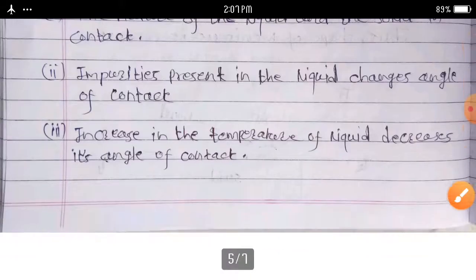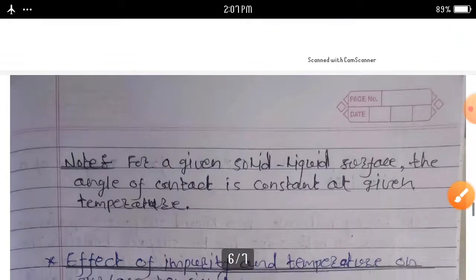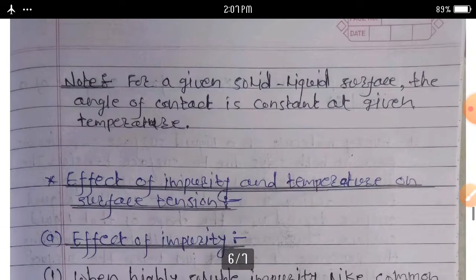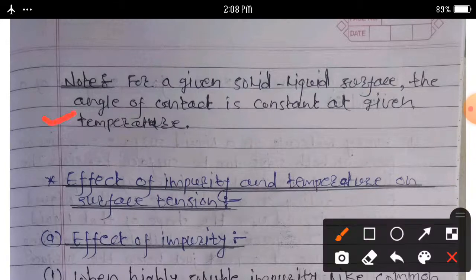Then we can prepare your notes. For a given solid-liquid surface, the angle of contact is constant at a given temperature.